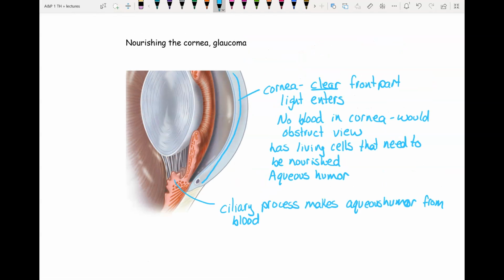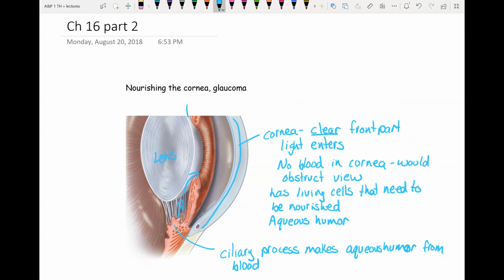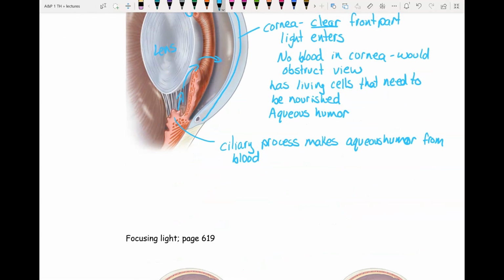The aqueous humor flows up this way. Now remember, this is the lens. So it flows up under the lens. It can also be over the lens. Remember, it goes all the way around. This is 360, but the picture is only showing us part of it. And it goes through the pupil into this anterior chamber. Then once it's here, it can nourish the cornea, and then it's giving nutrients and oxygen, picking up waste.